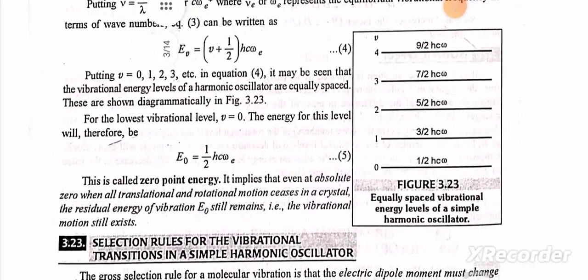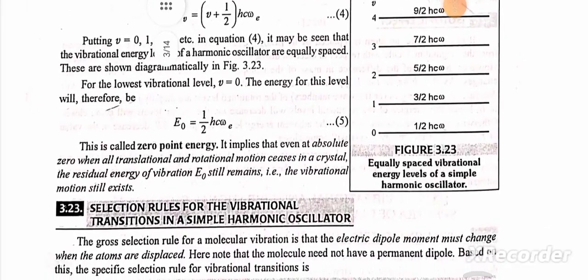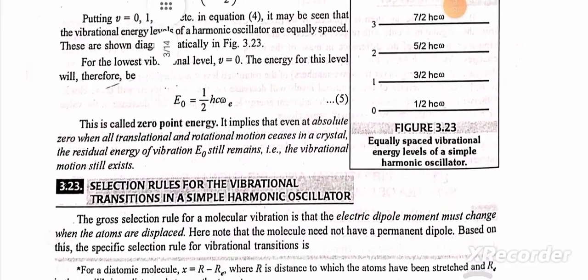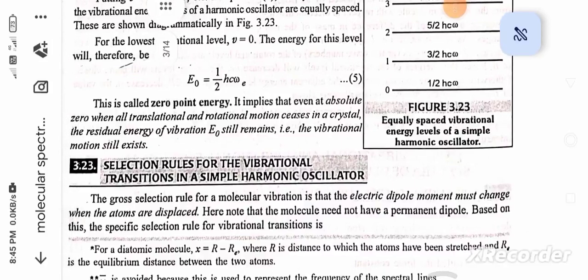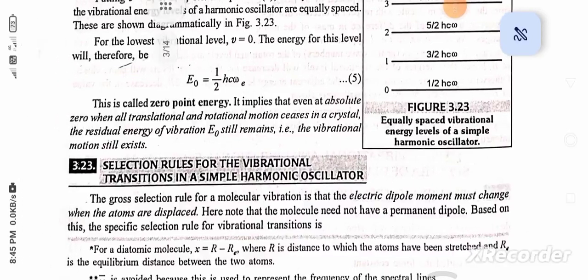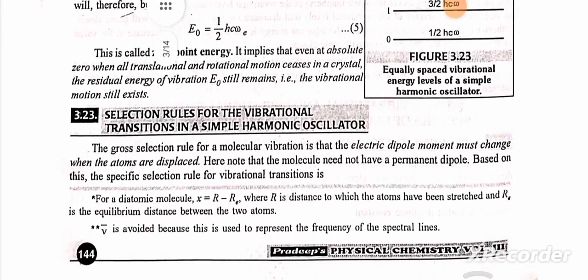For the lowest vibrational level, v equals 0, and the energy for this level will therefore be half h c omega e. This is called the zero point energy, and it implies that even at absolute zero, when all the translational and rotational motion ceases in a crystal, the residual energy still remains; the vibrational motion still exists.